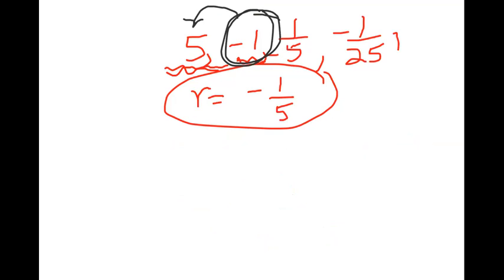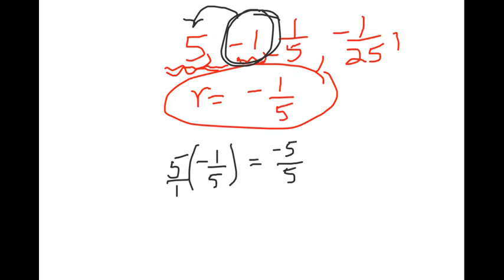Okay, you're going to take it, divide it by the first term. Now, if you're not sure, listen, you can check it. How do you check it? If I take 5 and I multiply it by -1/5, look at this, guys. Look, 5, I'm gonna put it over 1 because I'm multiplying fractions. 5 times -1 is -5. In the denominator, 1 times 5 is 5.